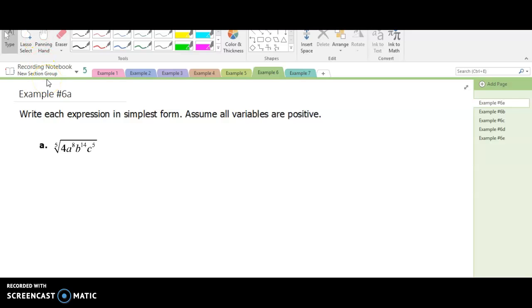All right. So once again, this is section 5.2 still. This is example 6, and there's 1, 2, 3, 4, 5 examples under the example 6 tab that we'll be going over. Right, so if we look at A, this shouldn't be that bad at this point, guys. It says write each expression in simplest form, and then we're going to assume all variables are positive.